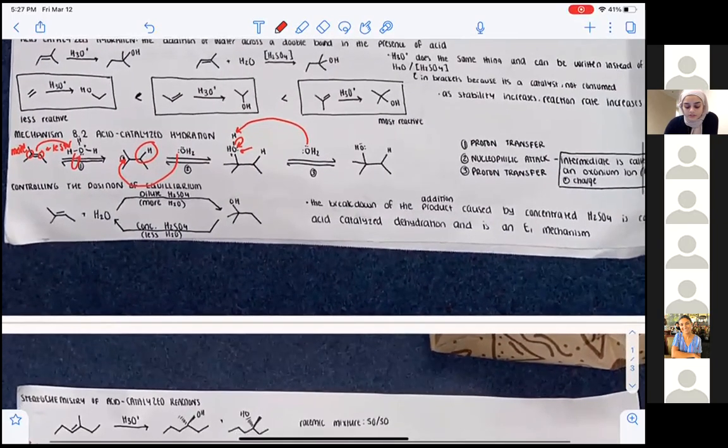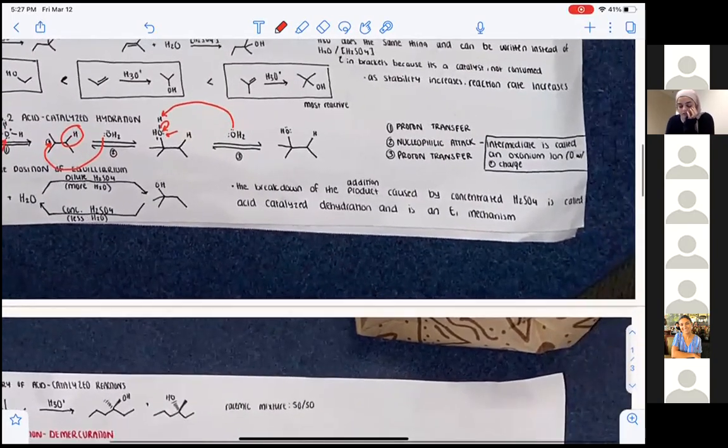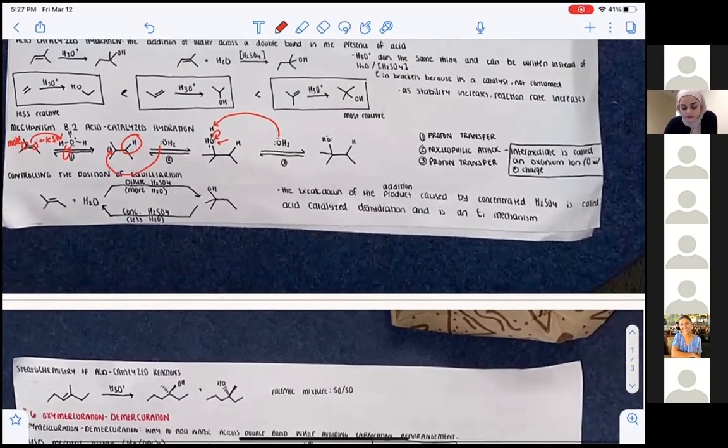So then over here we have controlling the position of equilibrium. I don't think he would really test on this, but it was in your book, so he could. I also don't think that he really talked about this in lecture very much. But pretty much when you have dilute H2SO4, you're going to want to form that product. But if you have concentrated H2SO4, it is an acid, so it's more likely to cause the breakdown of the product than the formation of the product. Does that make sense?